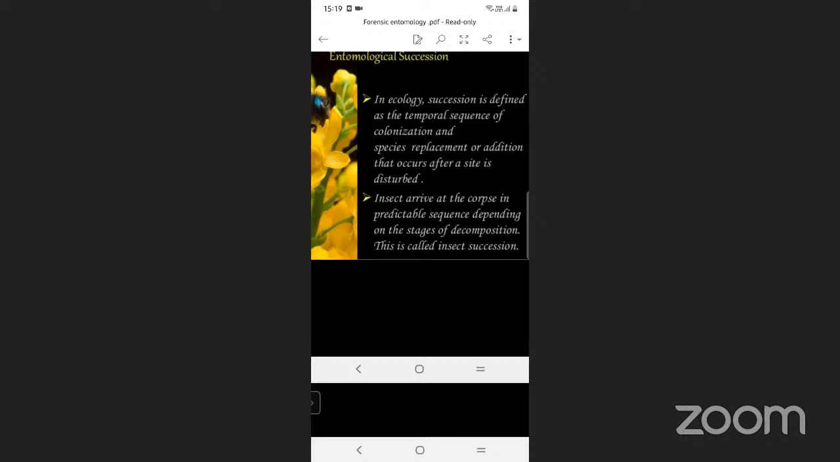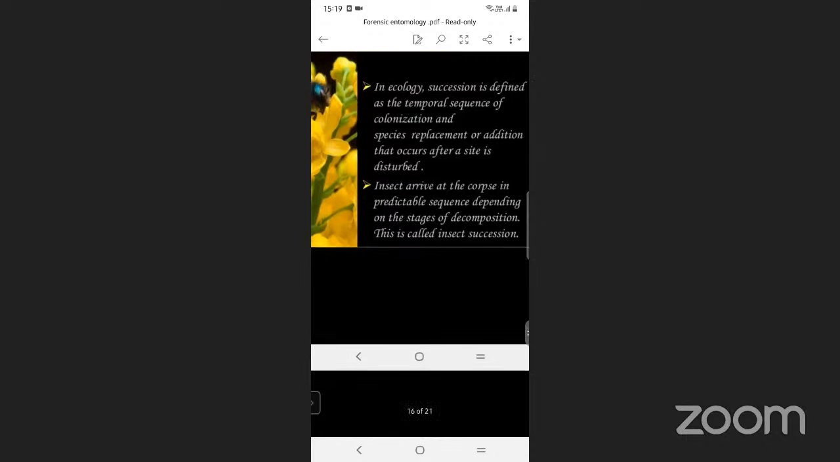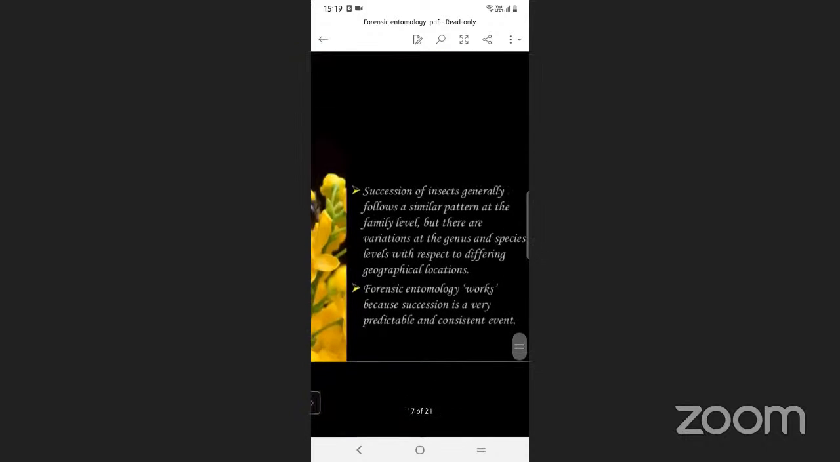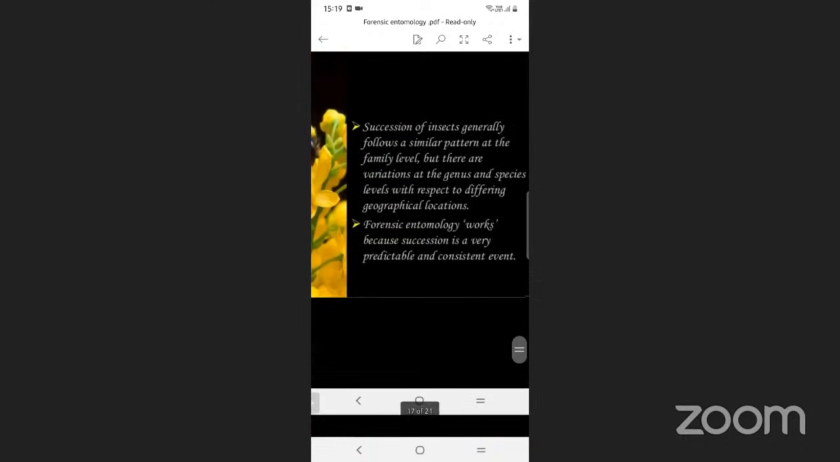So depending on these life cycle studies, we will come to know how important succession is for them to study in the forensic way. The succession of insects generally follows a similar pattern at the family level, but there are variations at the genus and species levels also, with respect to differing geographical locations. So forensic entomology works because succession is a very predictable and consistent event.